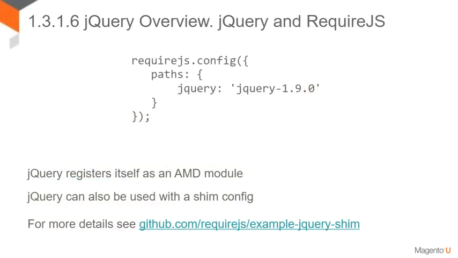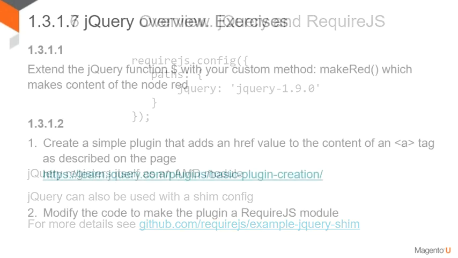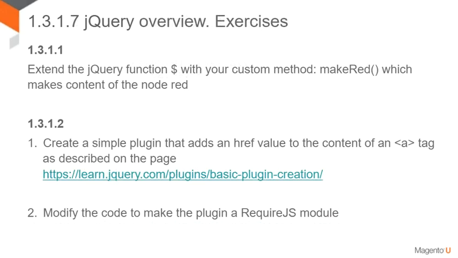jQuery can be easily used with require.js. It exports itself as an AMD module. However, not every jQuery plugin does the same thing, so sometimes we would use the shim config option to add a jQuery plugin. Follow the instructions on the slide to complete this exercise.